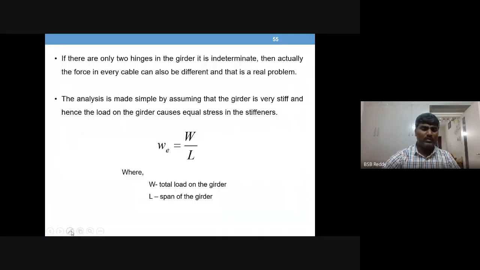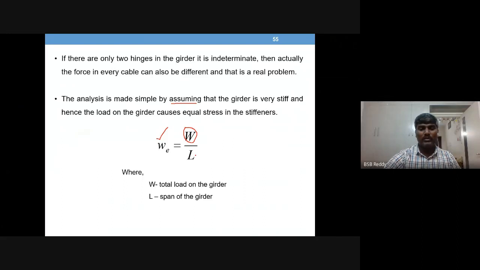So, we wanted one extra equation because the number of unknowns is 3, but the equations that we are able to write are only 2 for the two-hinged stiffening girder. That's why we have made an assumption that the total load acting on the girder shall be distributed equally to the stiffeners, nothing but the vertical members connecting the cable and the stiffening girder.